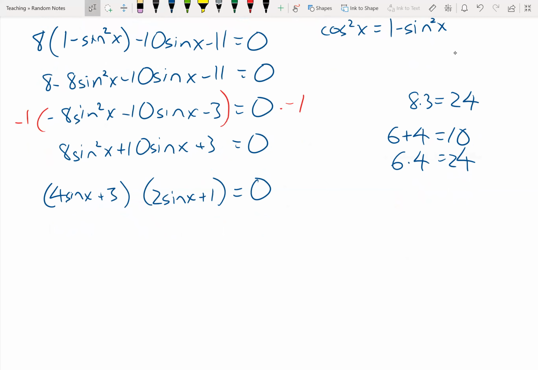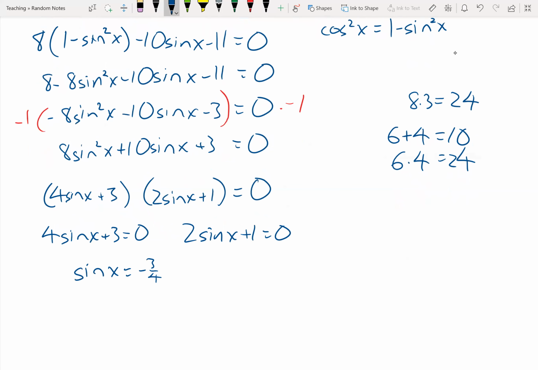All right, so let's set up my two equations. 4 sine x plus 3 equals 0. 2 sine x plus 1 equals 0. Subtract 3, divide by 4. I'm going to do this in one step. So sine x would be negative 3/4, or sine x would be negative 1/2.